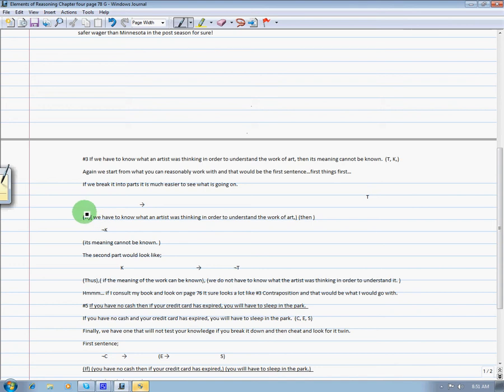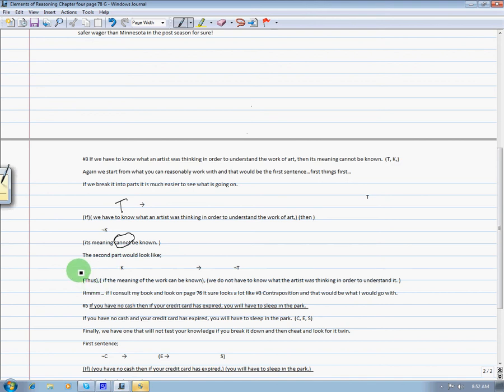So I'm going to say here, if we know what an artist was thinking in order to understand the work of art, I would have to put T here. And my T got stuck all the way over here, but I'll just mark it T. And then I have an if then, classic. Then its meaning cannot be known. Notice I have cannot. That means not right here. And K, known.